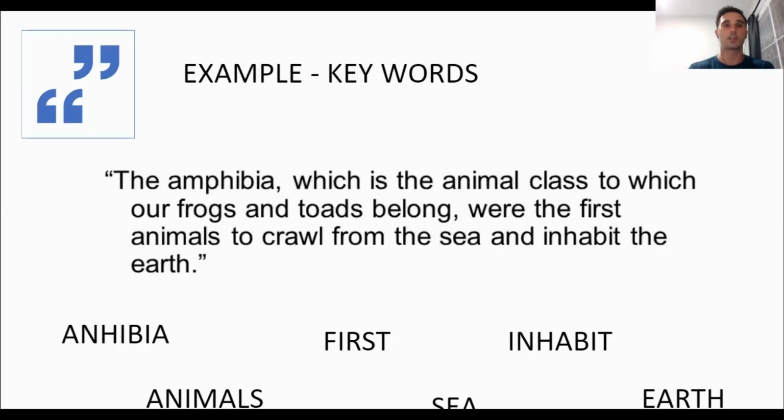Here is an example of keywords that I selected from the short text. The amphibia, which is the animal class to which our frogs and toads belong, were the first animals to crawl from the sea and inhabit the earth. Keywords that I selected are amphibia, animals, first, sea, inhabit, earth.